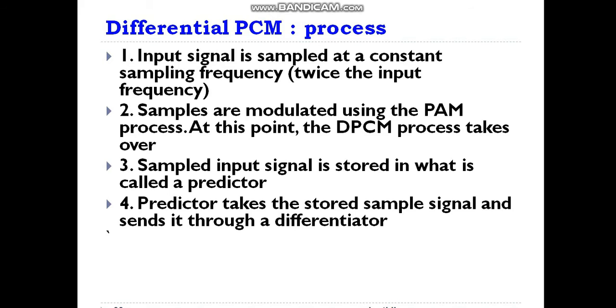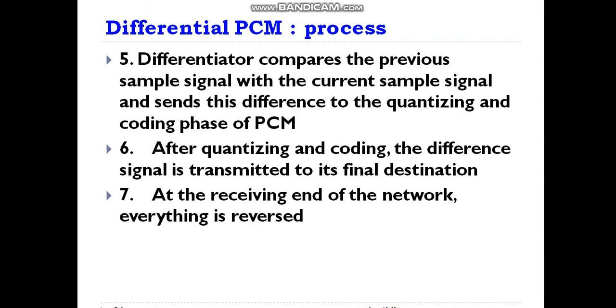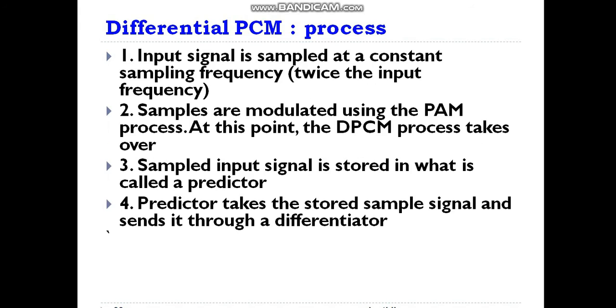Here in differential pulse code modulation there are 10 steps. We are having a process, that is, process steps. The first one is compared with the diagram; they are very easy steps, which we will see in upcoming slides. The input signal is sampled at a constant sampling frequency. This is the first step, at twice the input frequency.